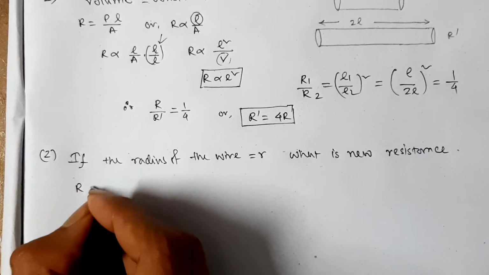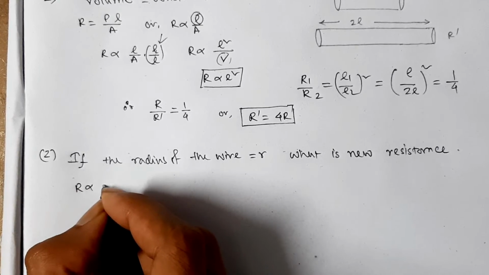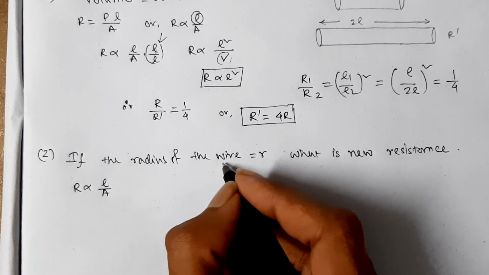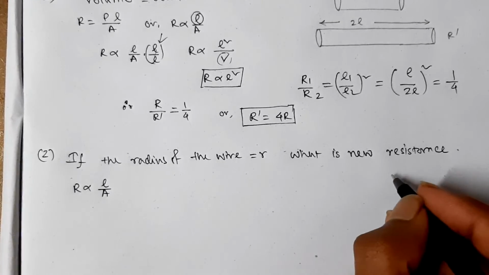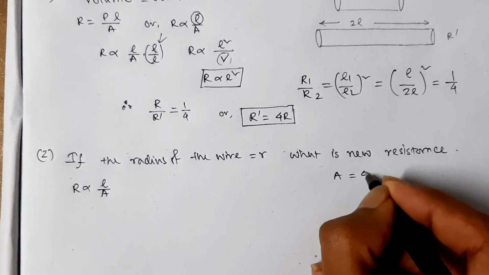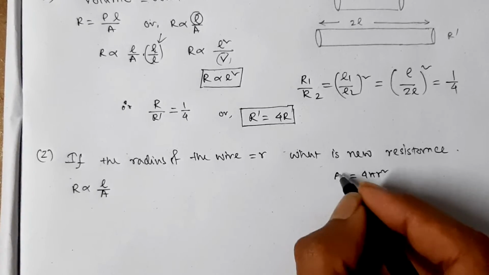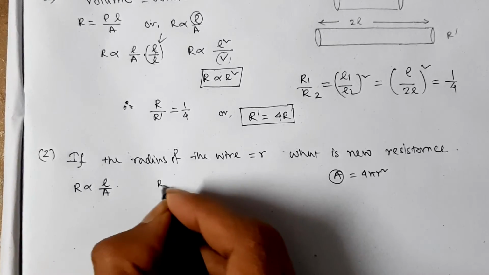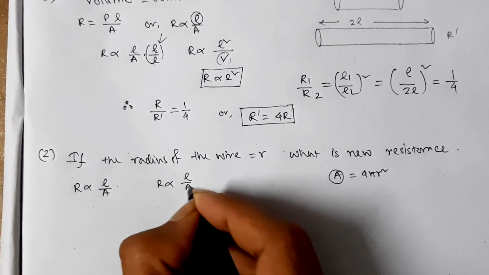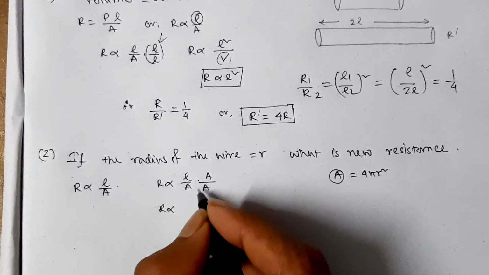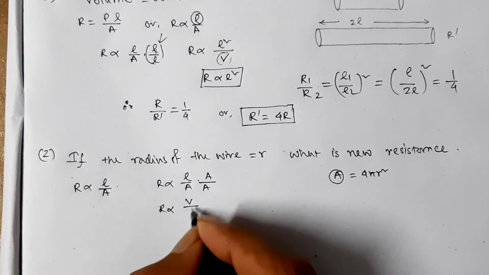Now we know that R varies as L by A. So it is given that the radius of the wire or the cross section is given, because A is equal to 4 pi R square. So A is given, so we multiply A by A. R varies as L by A into A by A. So R varies as V by A square.